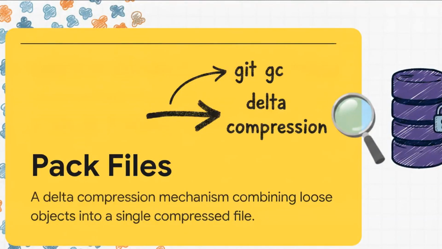Now you might be wondering, well, if Git saves full snapshots every time, wouldn't a massive repository take up, like, terabytes of space? Enter pack files. In the background, a process called git gc uses a brilliant delta compression mechanism. It seamlessly combines thousands of loose object files into a single, highly compressed file. This ensures your massive repository stays remarkably small without breaking that elegant object model we just talked about.